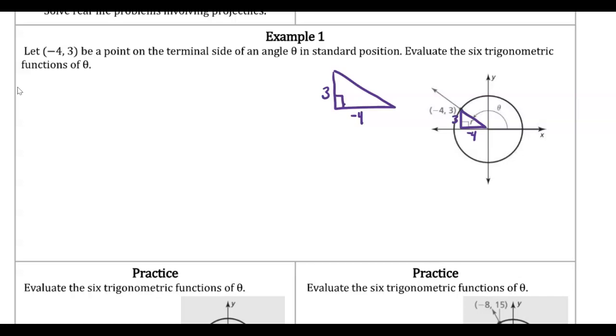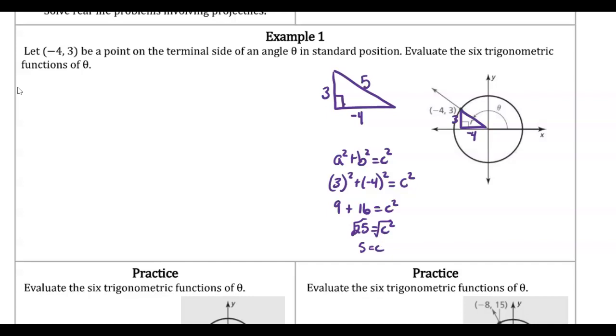So then to find this missing side, we use the Pythagorean theorem, because when we know two sides of a triangle, we can use the Pythagorean theorem to find the missing side. So A and B are the legs, and then C is the hypotenuse. So we're missing the hypotenuse, so C is our variable. So we get 9 plus 16 equals C squared. And so that's 25. And the square root of 25 is 5. So this side is 5.